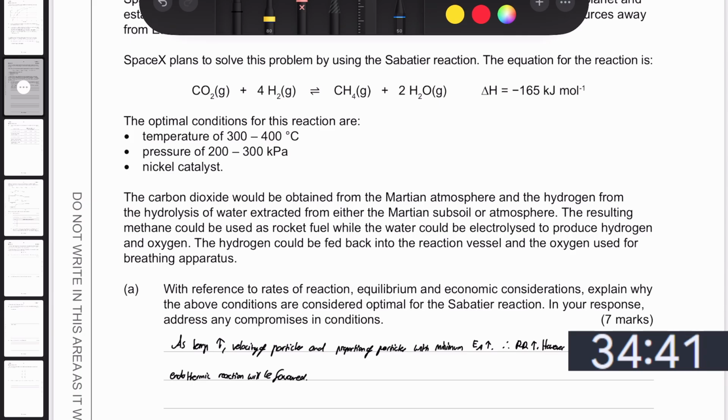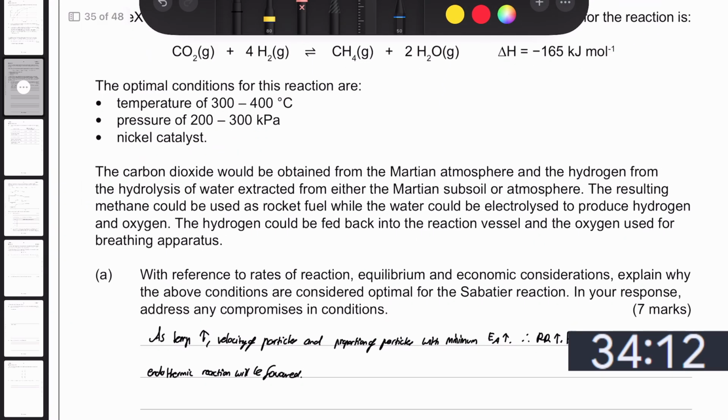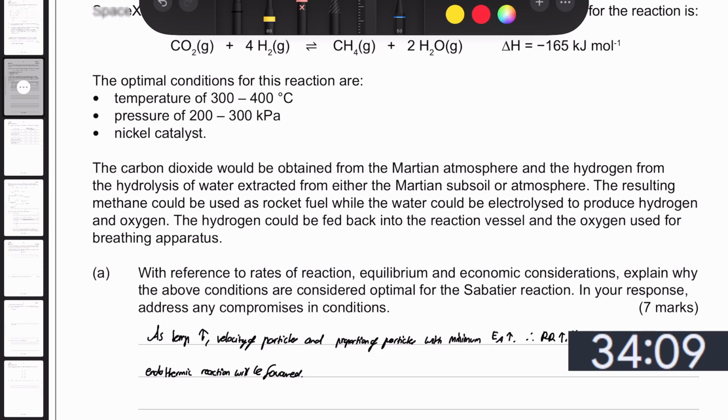It seems like yield is not that important. Actually, no, yield is pretty important because they want methane, oxygen, and hydrogen.